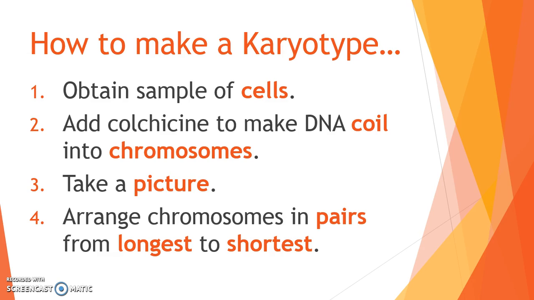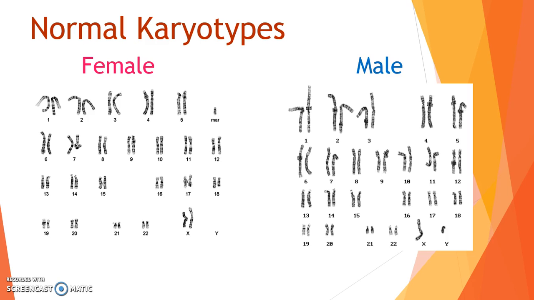And once we have that DNA fully coiled up, we'll take a picture of it, and then we can rearrange and separate the chromosomes based off the length and match it up with its pair so that we can form the picture, our karyotype. When you look at a karyotype, it's going to look like one of these two on the board.